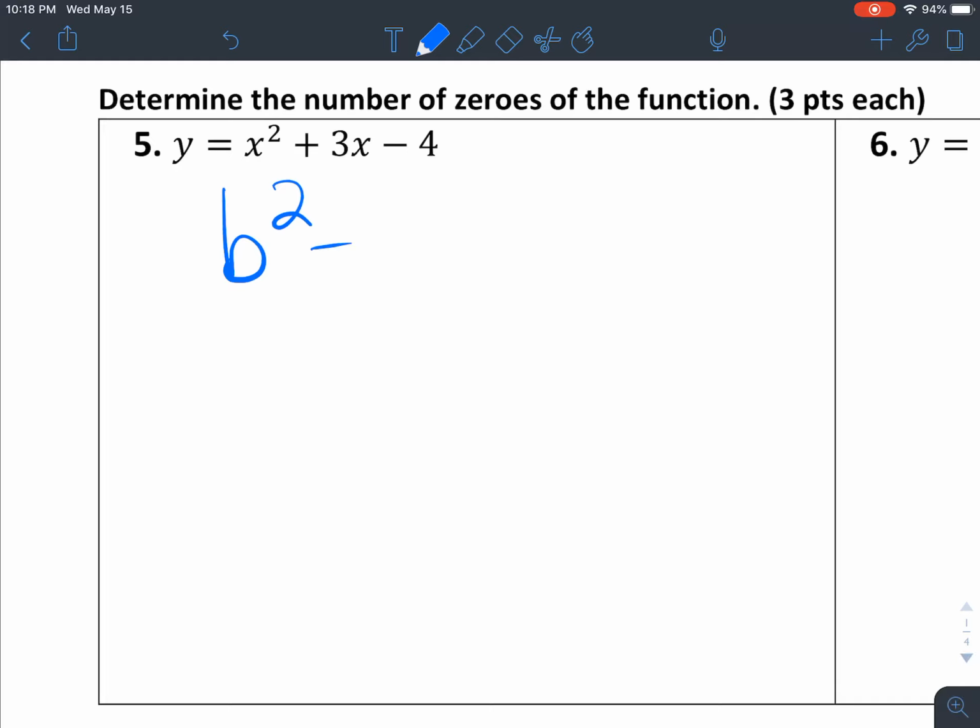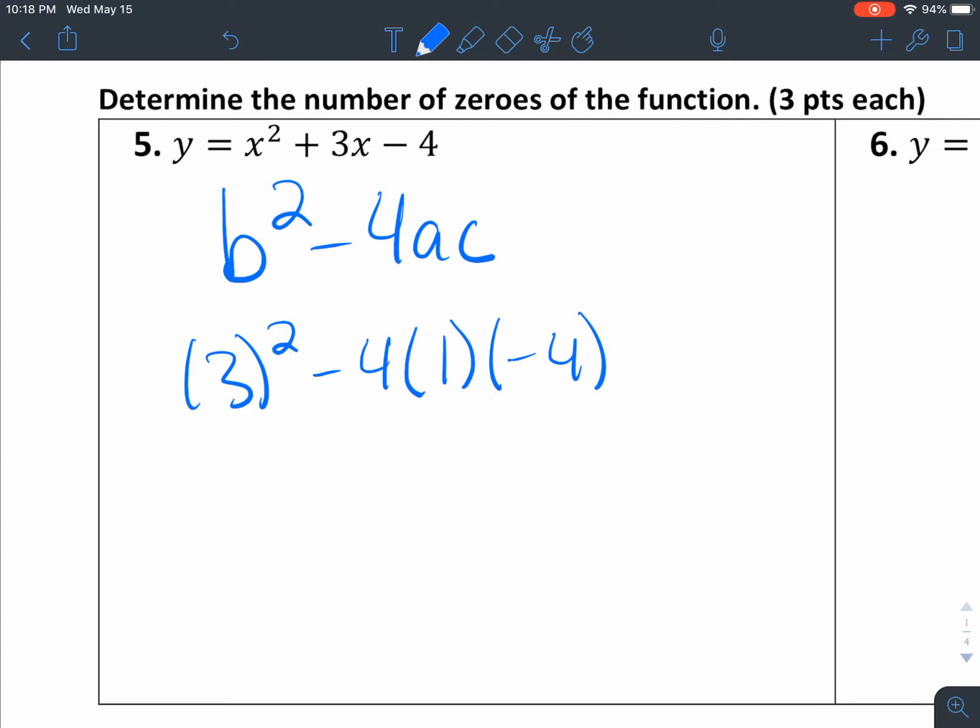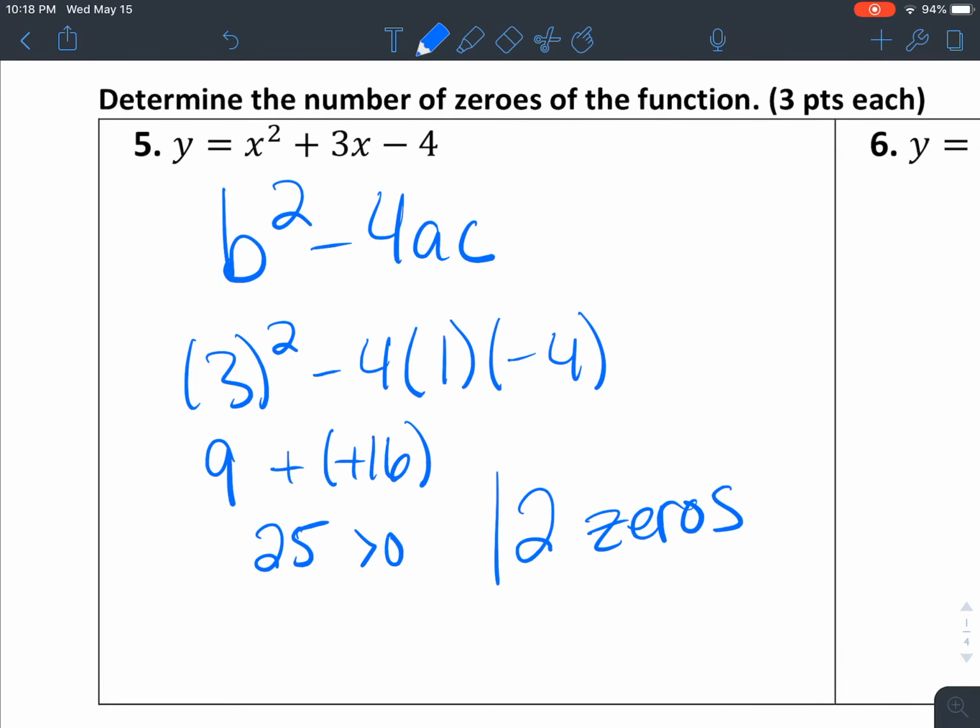So if I'm using b squared minus 4ac in this situation, my b is 3, so 3 squared, minus 4, my a is 1, my c is negative 4. So that gives me 9 minus negative 16, which is really like adding 16. So I get 25. So since that number is positive, right, it's bigger than 0, that tells me there are 2 solutions, 2 zeros.